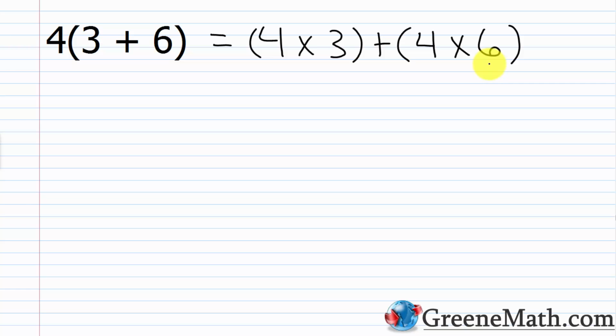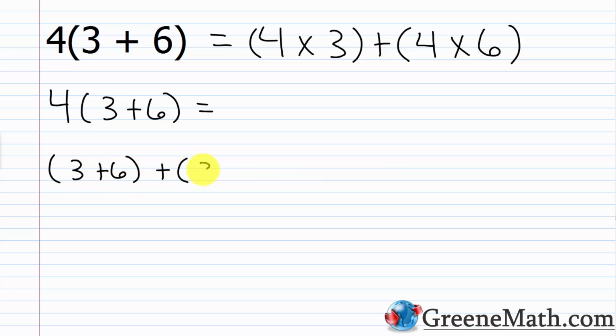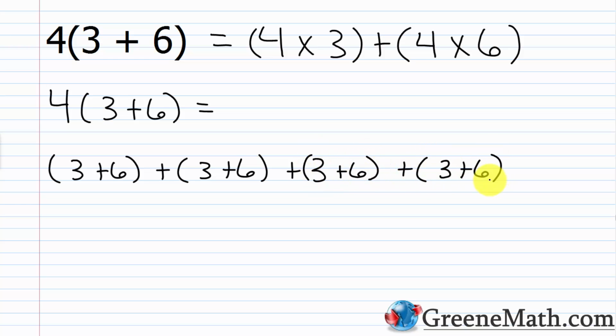Now, if I think about the addition problem that we did earlier, 9 plus 9 plus 9, this is 3 groups of 9, so we said this is 3 times 9. If I apply that same logic here, I have 4 groups of 3 plus 6. So what does this translate to? 3 plus 6 plus 3 plus 6 plus 3 plus 6 plus 3 plus 6.